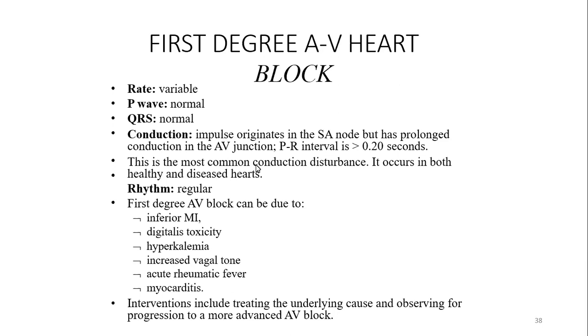The rate is variable. The P wave is normal. QRS complex is normal, but the PR interval is prolonged. It is the most common conduction disturbance, and it occurs in both healthy and diseased hearts. The rhythm is regular. First degree AV block can occur as a result of inferior MI, digitalis toxicity, hyperkalemia, increased vagal tone, acute rheumatic fever, myocarditis. Interventions include treating the underlying cause, observing for a progression to a more advanced AV block.